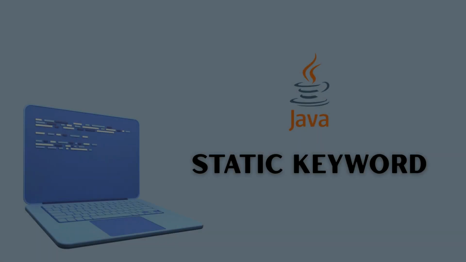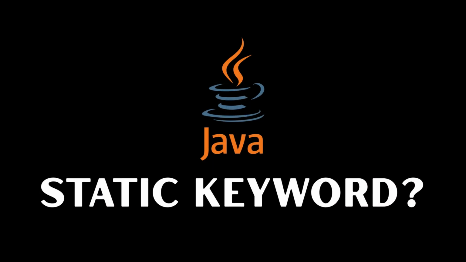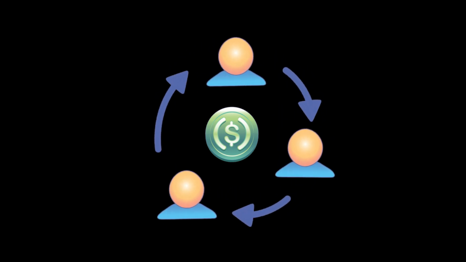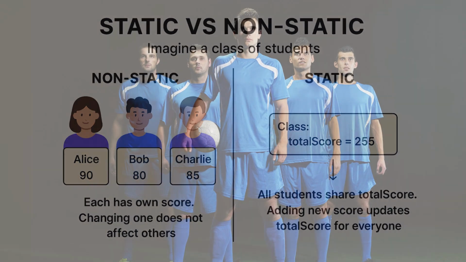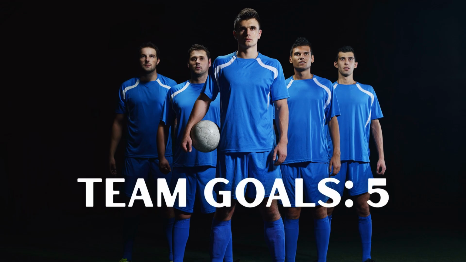Talking about the static keyword, one of the most important concepts in Java. So what is the static keyword? Think of static like a shared property for all objects. Normally, each object has its own copy of variables. Static variables are shared among all objects of that class. You can access static stuff without creating an object. It's like having a shared scoreboard for all players in a game. Everyone can see the same score, but it belongs to the game, not a single player.